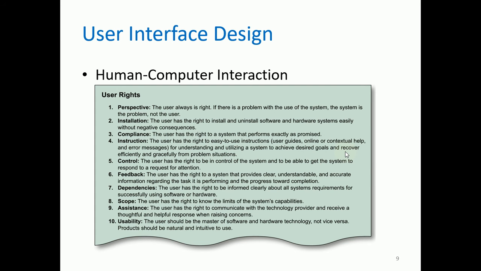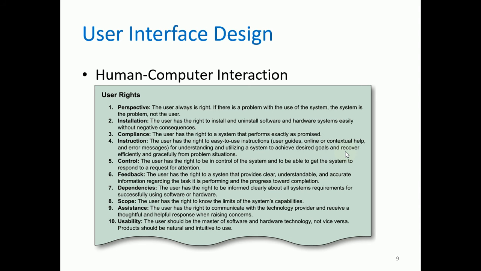So these are the user rights. We have 10. Number 1 is perspective. The user is always right, just like the customer is always right. If there is a problem with the use of the system, the system is the problem, not the user. Then number two, we have installation. The user has the right to install and uninstall software and hardware systems easily without negative consequences. So you should have an information system that is easy to install and uninstall. Not, for example, if the software is malware, if you uninstall it, it will affect the system. So it should not be like that.